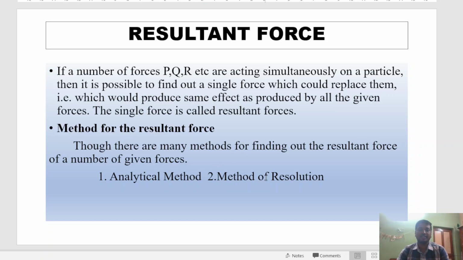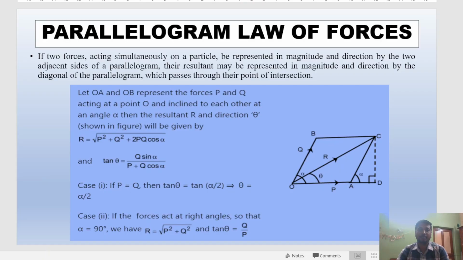In the analytical method, we follow the parallelogram law of forces. So what is the law? If two forces acting simultaneously, that is P and Q, on a particle are represented in magnitude and direction by the two adjacent sides of a parallelogram, their resultant may be represented in magnitude and direction by the diagonal of the parallelogram which passes through their point of intersection.